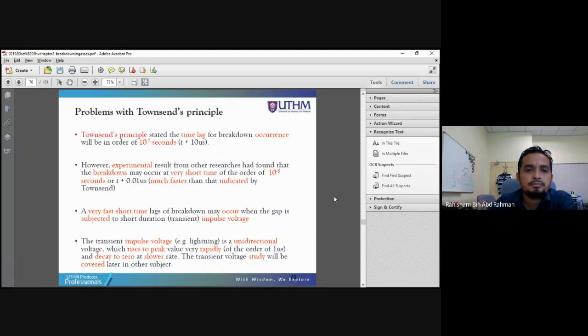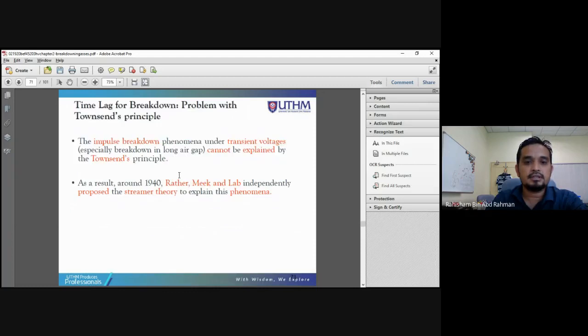Okay, and then the problem with the Townsend principle. If you look carefully here, this is actually the difference between Townsend and the streamers. Townsend cannot explain the transient condition, which is much faster, very short periods of time. It is a transient phenomenon, and the streamers try to overcome this problem and help to explain the phenomena under transient conditions.